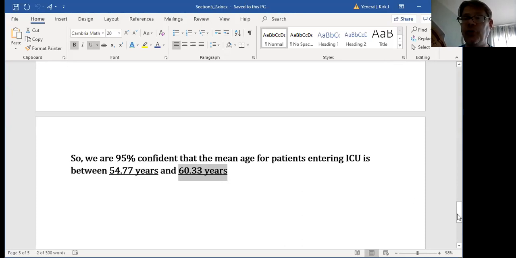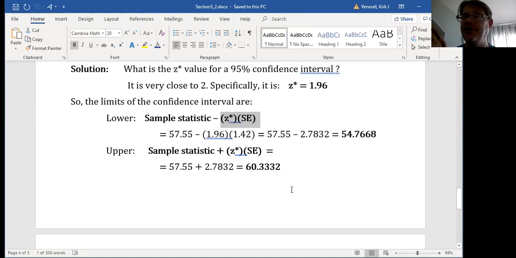Step 2, multiply your special z-score by the standard error, z star times SE, to find the size of the margin of error. Here that was determined to be 2.7832. Once you've established the margin of error by multiplying z star by the standard error, simply subtract that value from the sample statistic to get your lower limit and add it to the sample statistic to get your upper limit. Then you have your confidence interval for whatever level of confidence you seek.